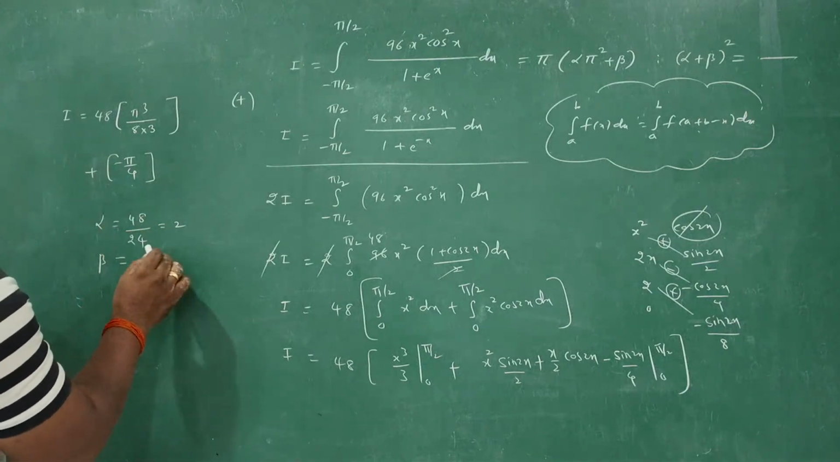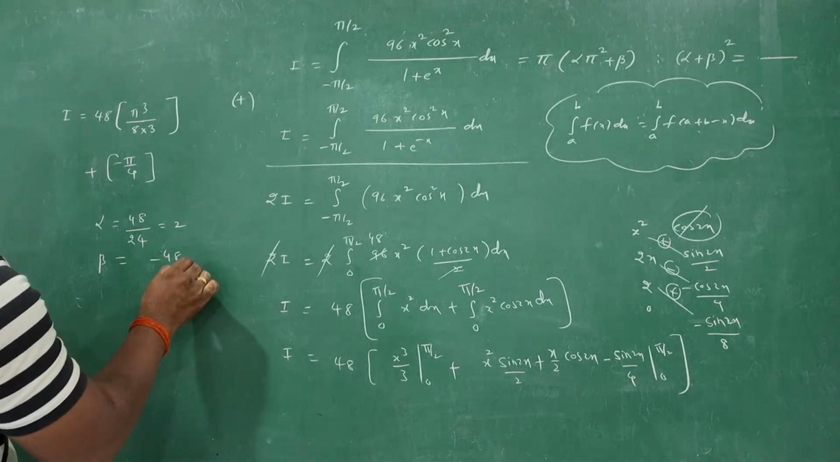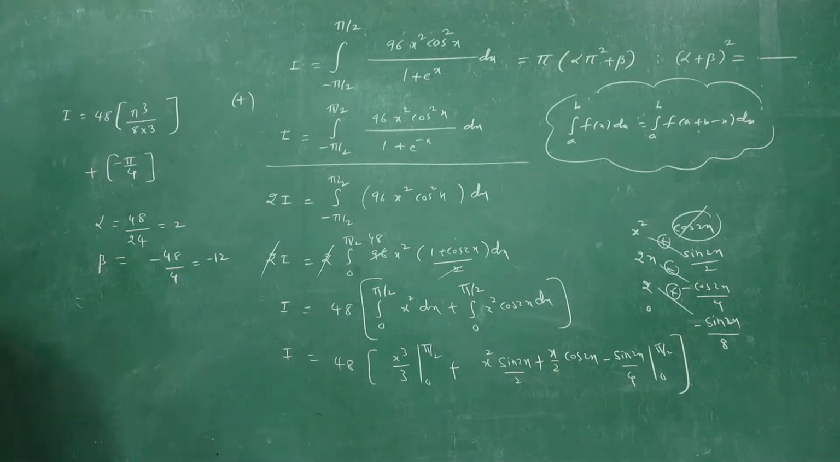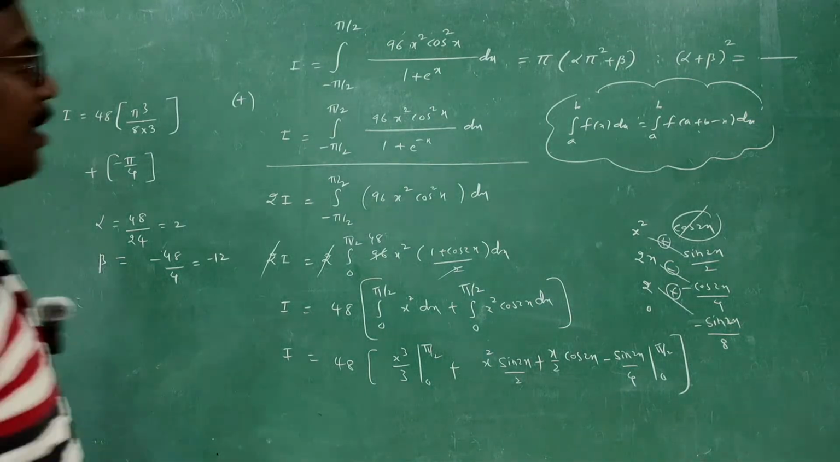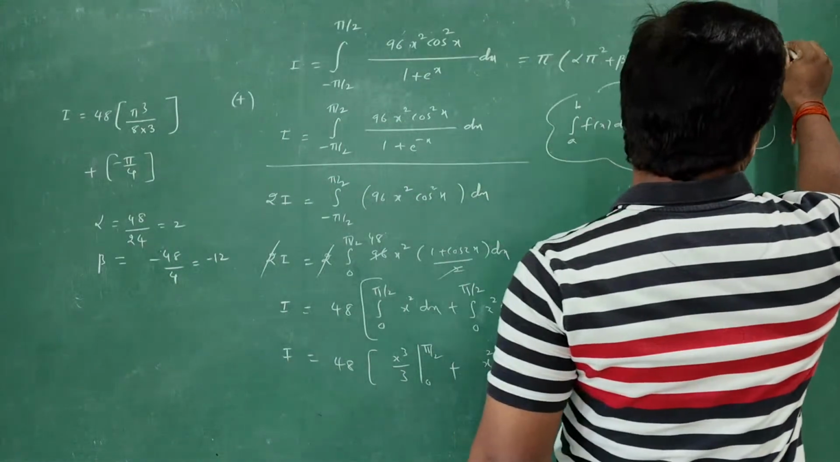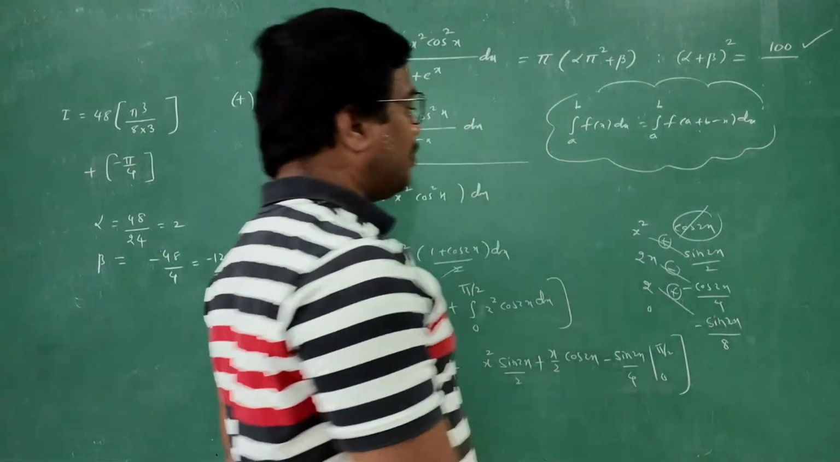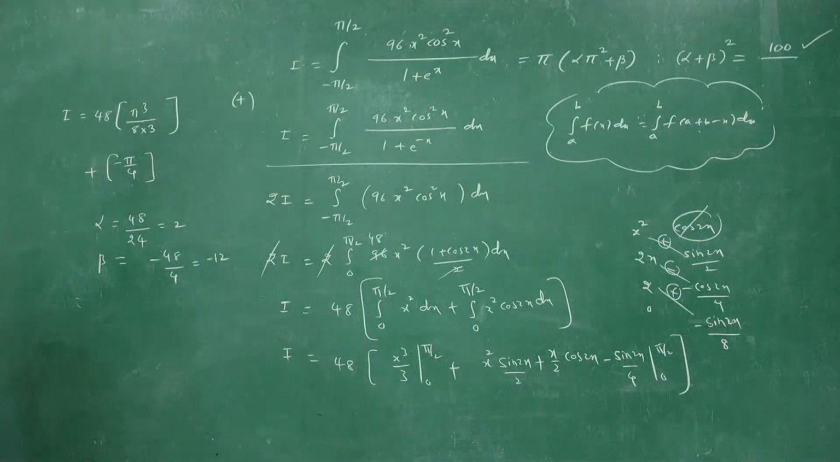So 48 minus 48 divided by 4, that is minus 12. Alpha plus beta becomes minus 10. So alpha plus beta whole square gives the answer 100. So this is the question asked in definite integrals. Let us move to another question.